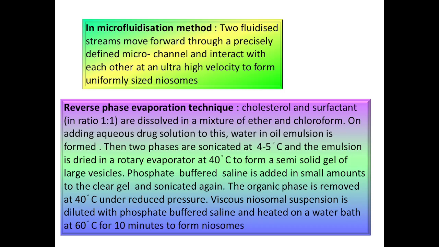After addition of phosphate buffer, organic phase is removed. After removing the organic phase, that suspension is diluted with phosphate buffer saline, and it is heated on water bath at 60 degrees Celsius for 10 minutes to form niosomes.